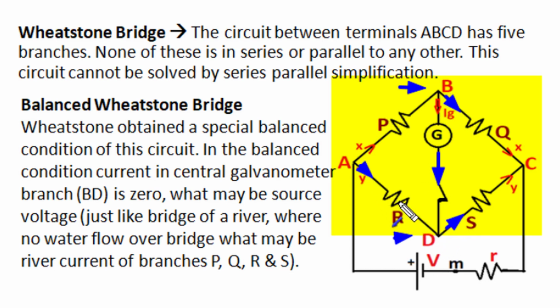This is just like flow of water in a river from P to Q, R to S without any water current across the bridge. So this G section is treated as a bridge to river water flow or current flow, and such a circuit is known as Wheatstone bridge circuit. The typical condition when this mid galvanometer section won't have any current flow is known as balanced Wheatstone bridge condition.